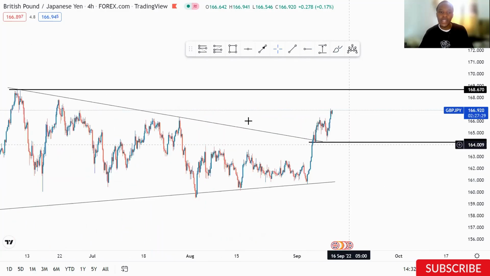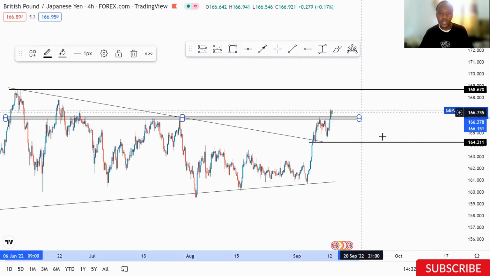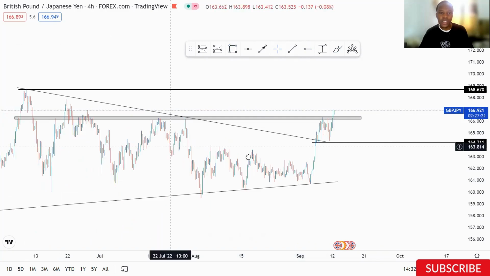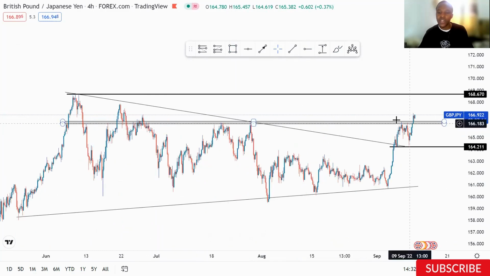So what is it that I see? If you look at what's currently going on here, you would also realize that we have a high here that has been broken, right? As you can see, it's not clear here, but resistance, resistance, resistance, resistance. Then the market failed to break it.